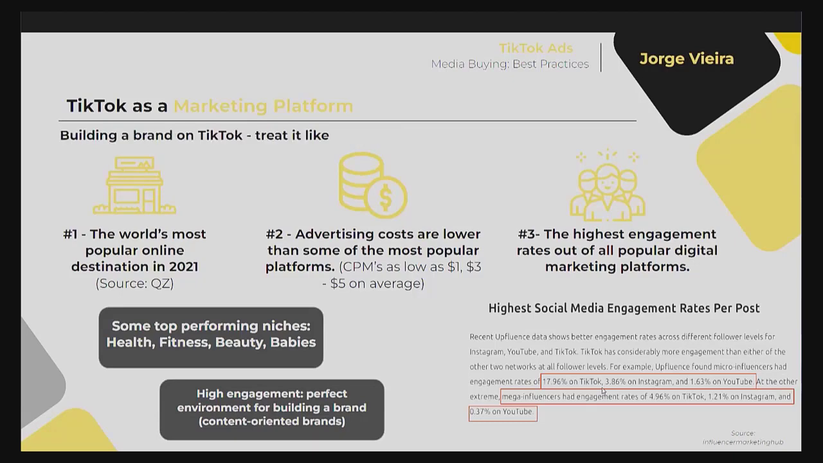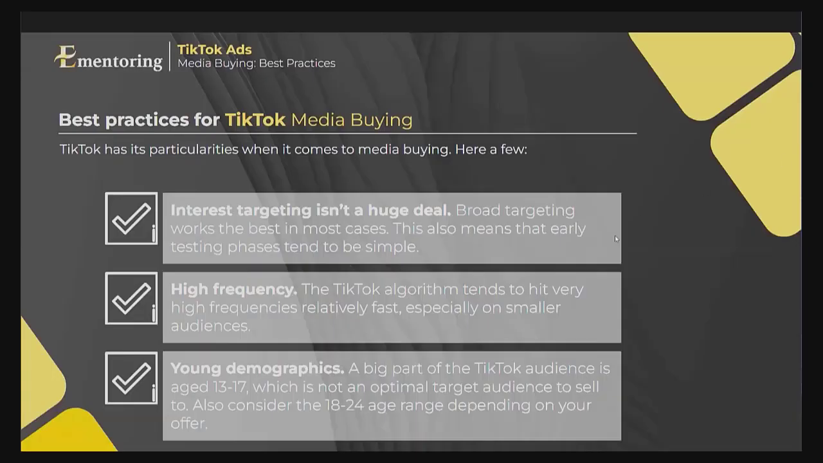So that being said, let's move to the media buying best practices themselves. These are some broad terms. We're going to get to the strategy right after this. So broadly speaking, and I'm choosing these points for someone that comes from a Facebook mindset, interest targeting isn't a huge deal like it could be for Facebook. Broad targeting works the best in most cases.